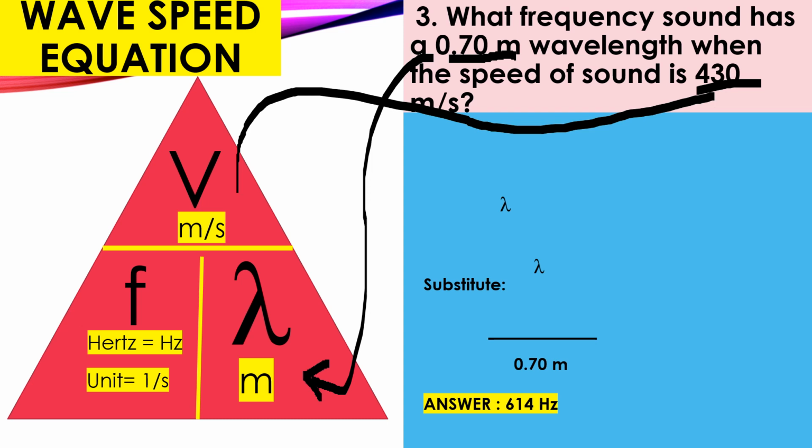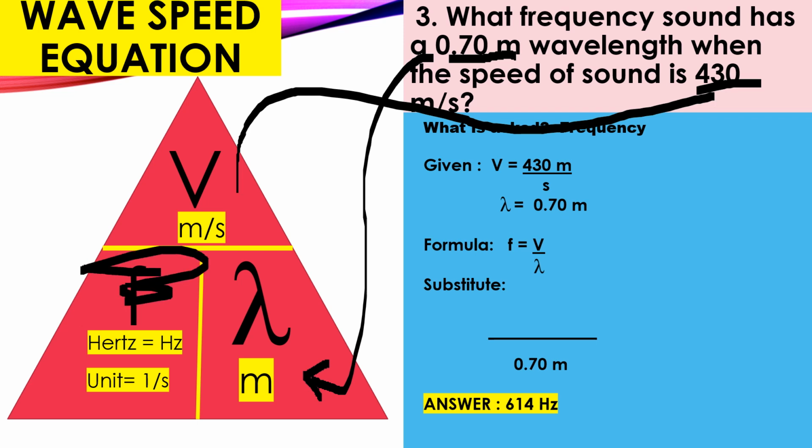Okay, so anong hinahanap natin? We're looking for the frequency. Okay, so we're asking for the frequency. Anong given natin? Our velocity, which is 430 meter per second. Your wavelength is 0.70 meter. So we're looking for the frequency. Since ang hinahanap natin yung frequency, let's cover the frequency. Our formula is velocity divided by wavelength. So let's substitute.